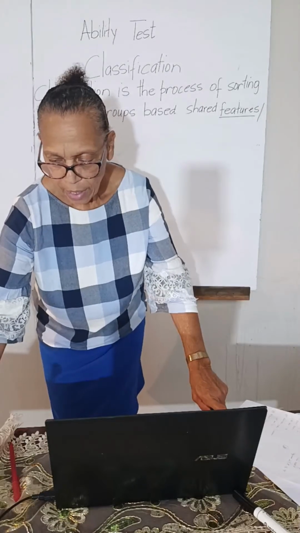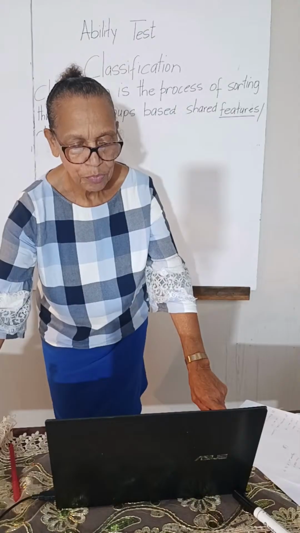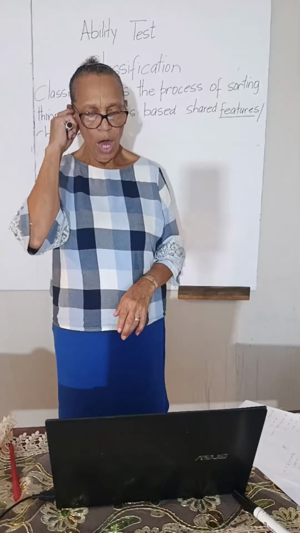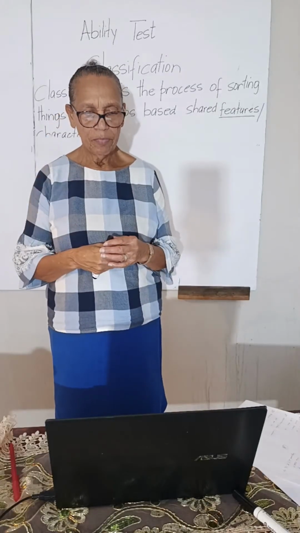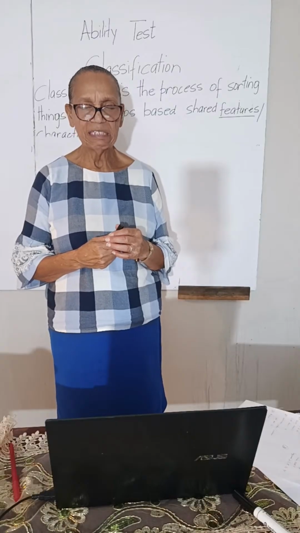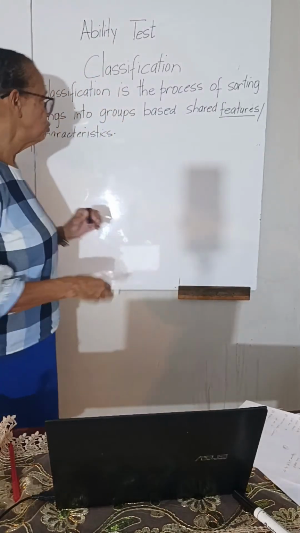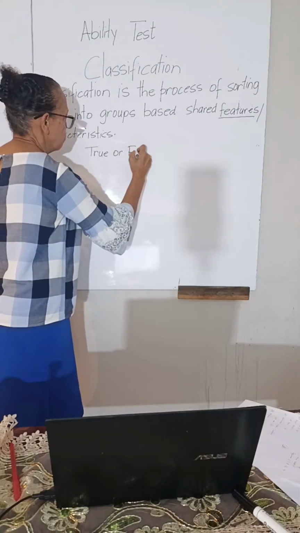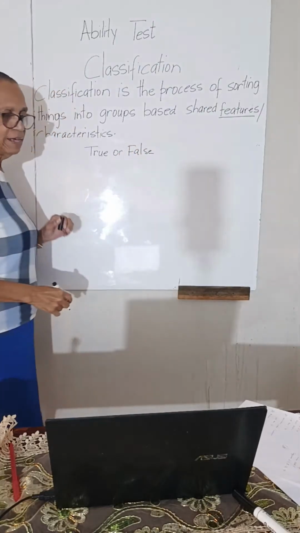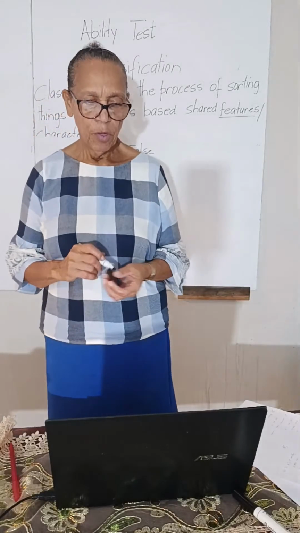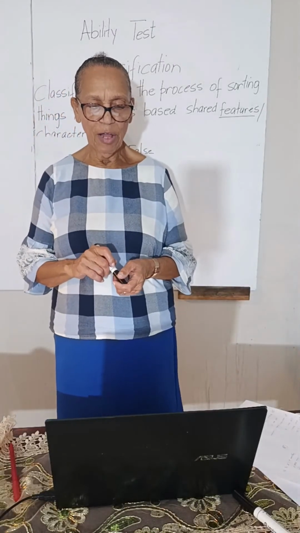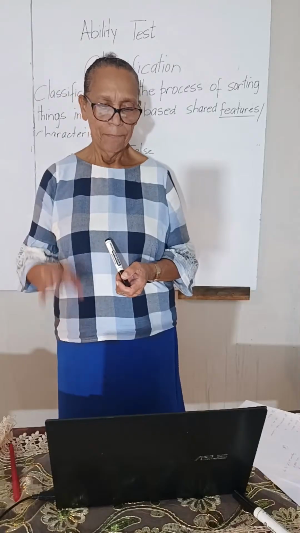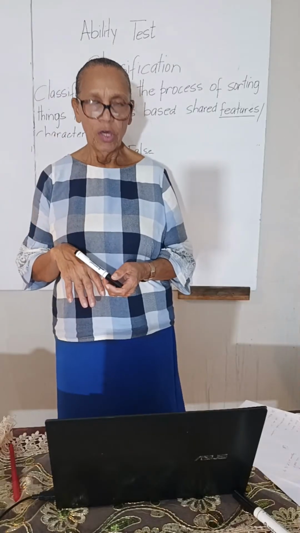Okay, this one I'll ask you. Number one, all insects have 6 legs. This is for true or false. Write the answer on your paper. All insects have 6 legs. Remember, true or false.